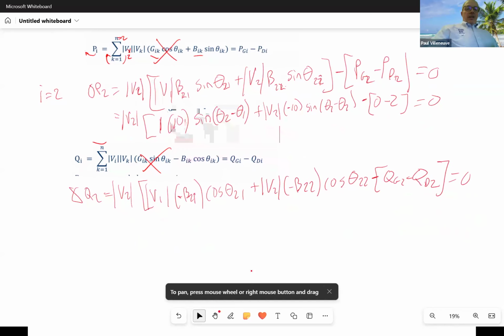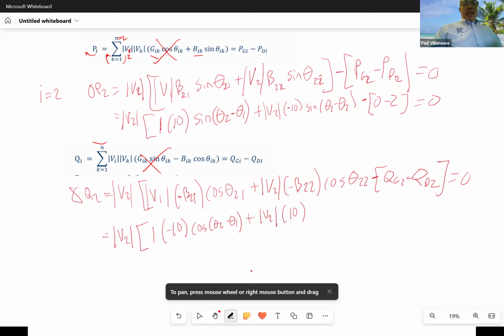Let's do the same thing for the next equation. V2 times, already determined that V1 is equal to 1. Nothing to do there. This becomes negative 10 times the cosine of theta 2 minus theta 1, plus magnitude of V2 times a positive 10 times the cosine of theta 2 minus theta 2, minus no generated power. No generated power, but the demanded power is 1 per unit, and that equals 0.